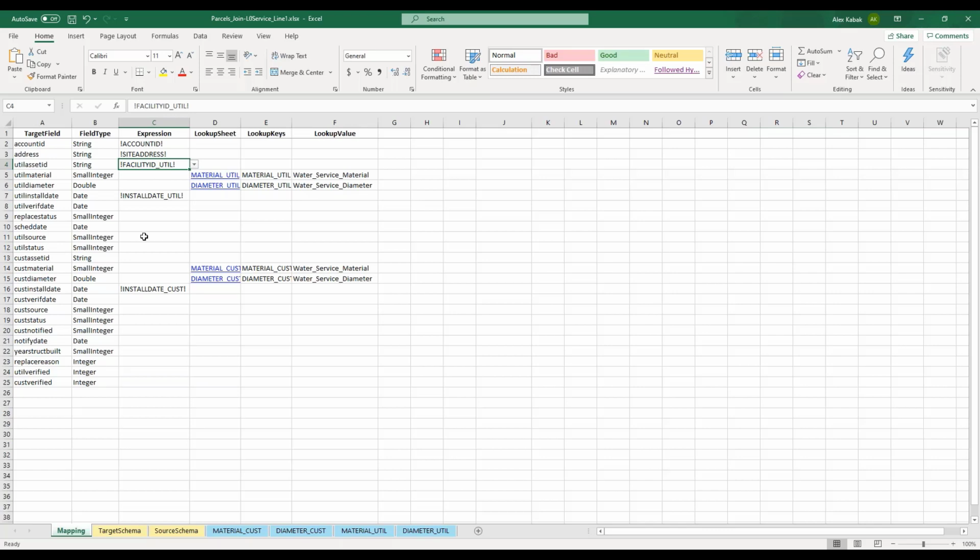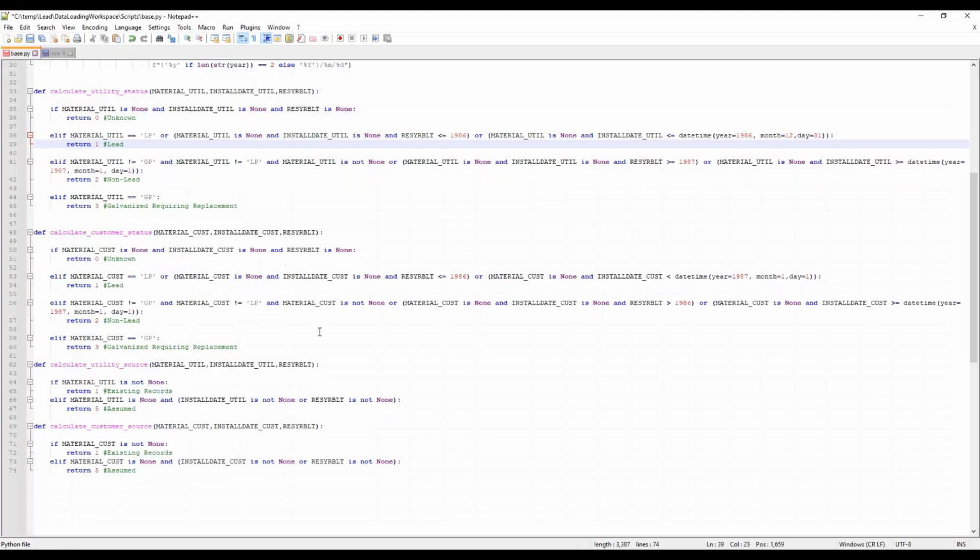And we want to use the expression column. The expression column gives us the ability to write Python functions to be able to combine different attributes to determine what these attributes should be. And I'll show an example of that in Notepad++.